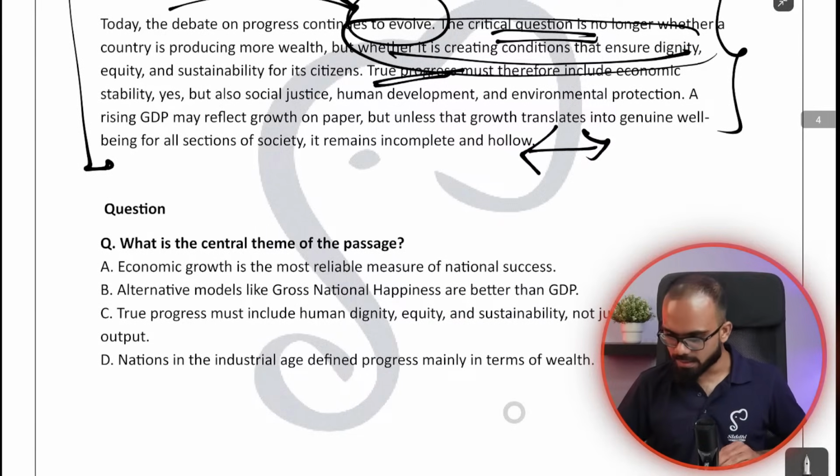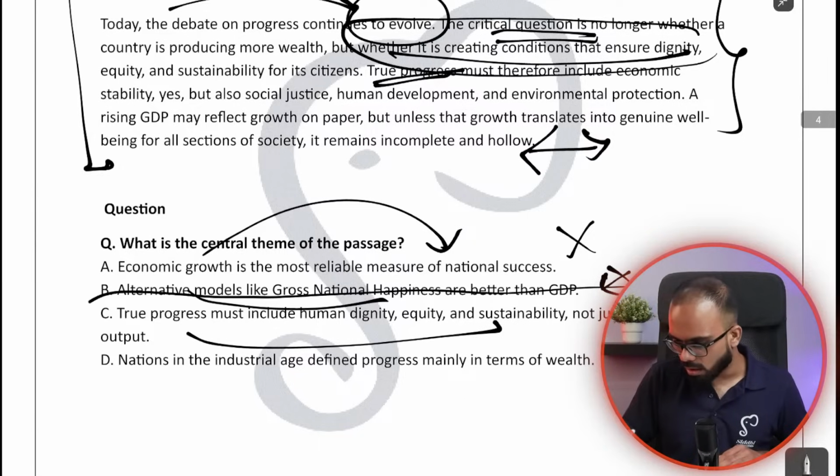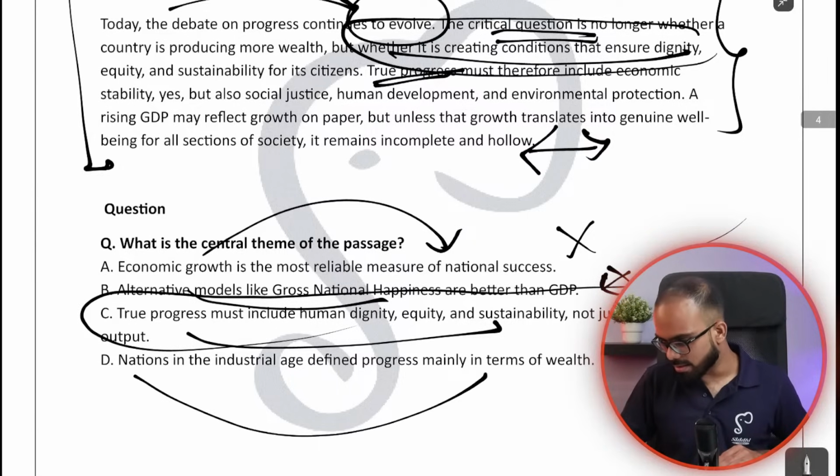Now let us look at the examples. Economic growth is the most reliable measure? No. Alternative models are better? There is no answer specifically for this. True progress must include a lot of things? Yes. Nations in the industrial age? No.